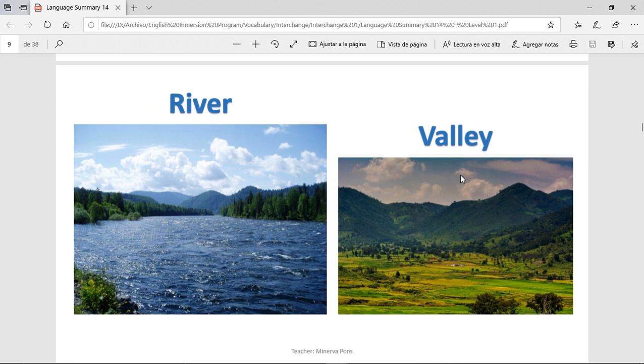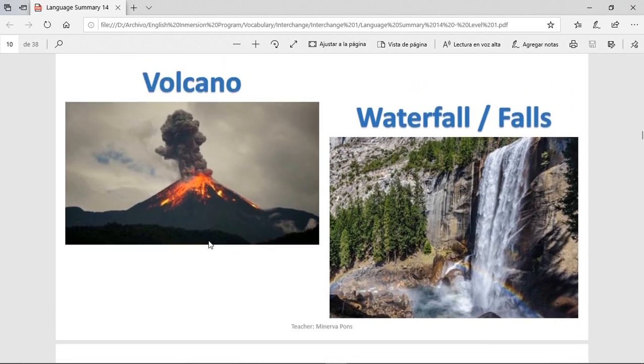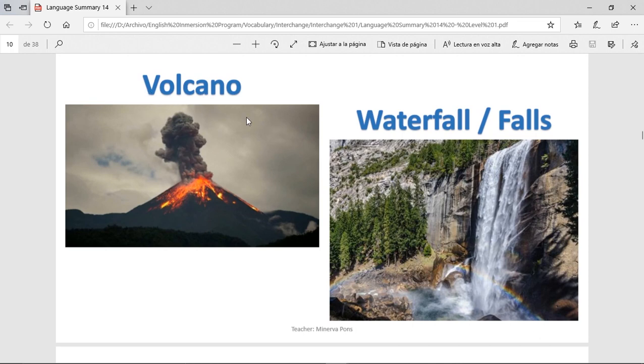Okay. We have a valley. A valley is the land between two mountains or between mountains. These are the mountains here, and this place here is a valley. We have a volcano, that is a mountain that can be erupting with lava and stuff. This is a volcano. Okay, you know what a volcano is, but pay attention to the pronunciation.